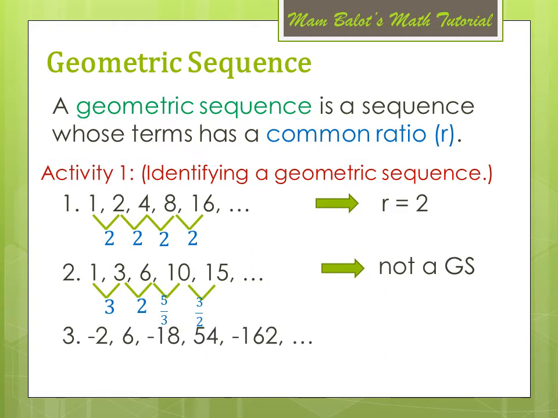Example number 3. We have -2, 6, -18, 54, and -162. So dividing the terms, we get 6 divided by -2 is -3. Then we have also -3. 54 divided by -18 is also -3. And the last one is also -3. So this is a geometric sequence with a ratio equal to -3.